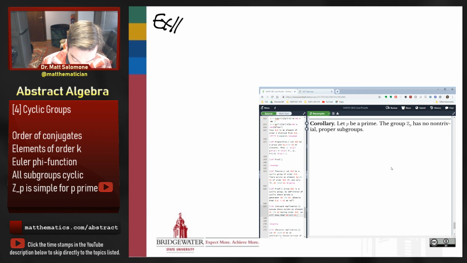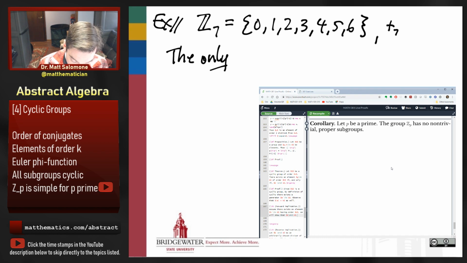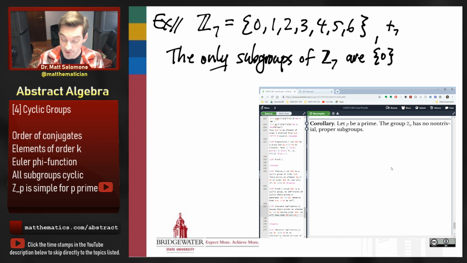So an example of this corollary in action is if you give me a group like Z mod 7, 0, 1, 2, 3, 4, 5, 6, with addition mod 7, right? That the only subgroups of Z7 are the trivial subgroup, just 0, and the whole group itself, Z7. Just the trivial group and just the whole group.